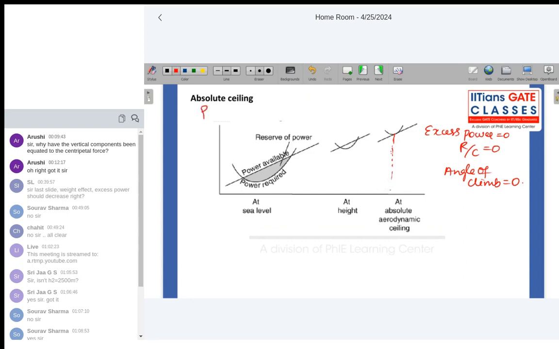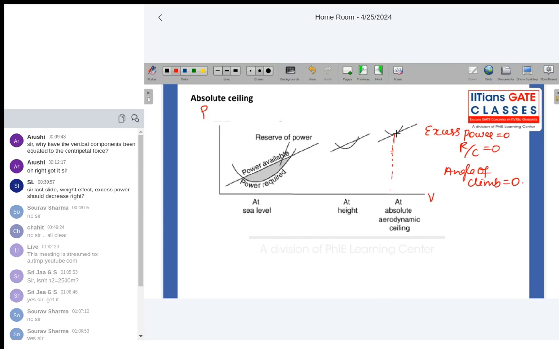This is power versus velocity. At one particular velocity only, even steady level flight is possible because at this velocity, power available is just equal to power required. So we can maintain just steady level flight. From this, only unaccelerated flight is possible. Accelerated flight is not possible.